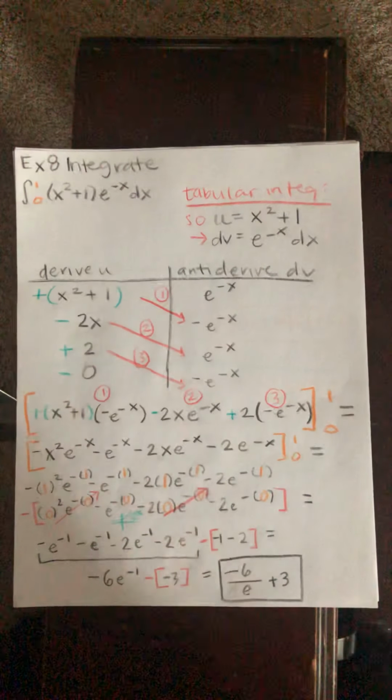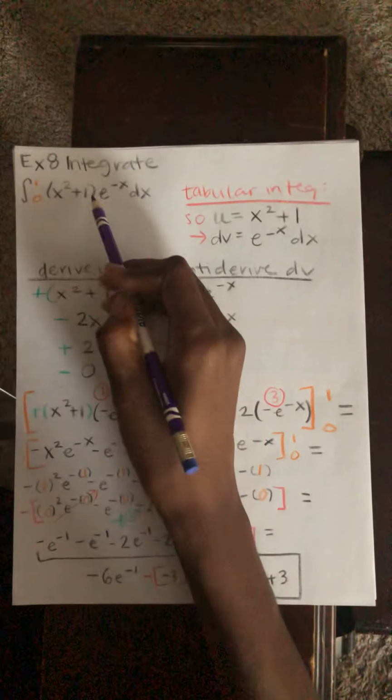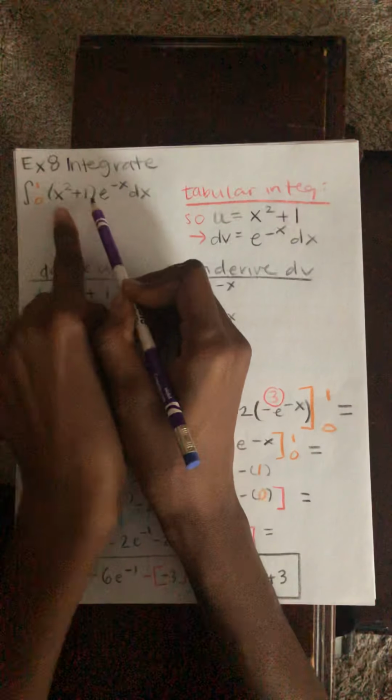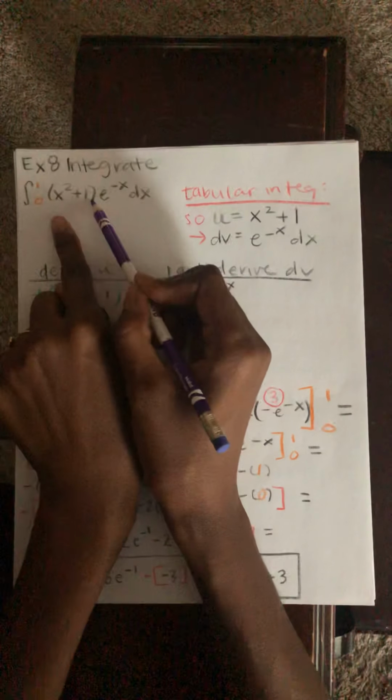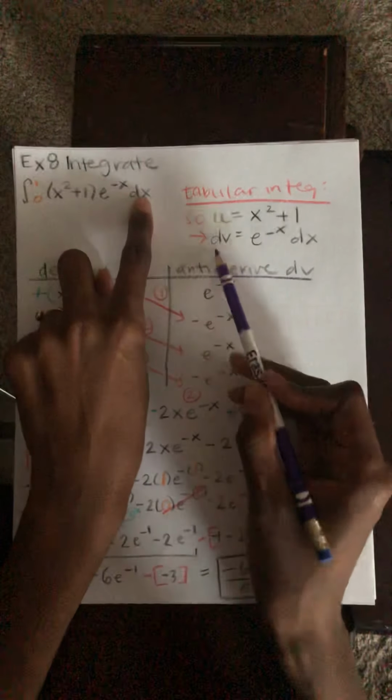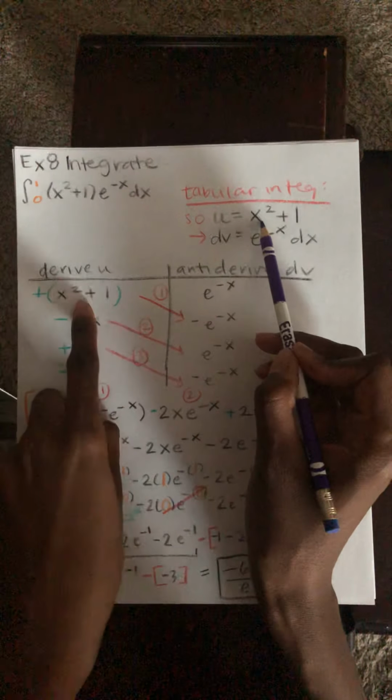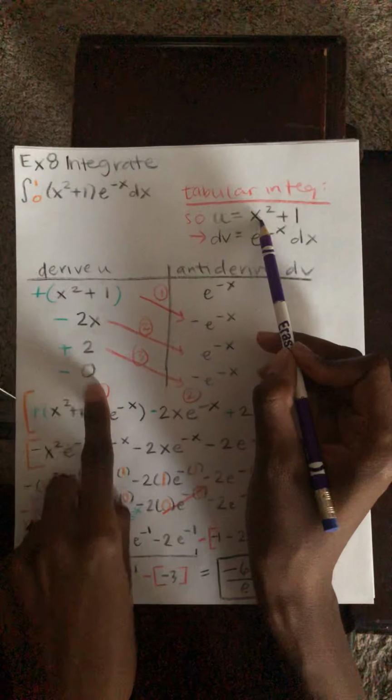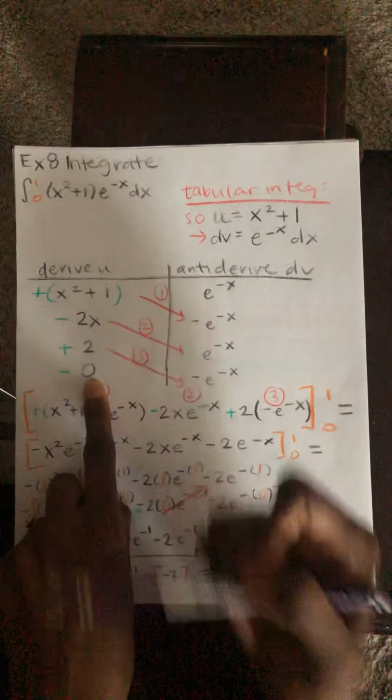Okay, so for example 8, we have two functions being multiplied together. This function right here, as we take the derivative, we will get a 0, so we can do our tabular method. We let this be equal to u and everything else be our dv. We take our derivative of our u until we get to 0. We do our plus minus alternating.